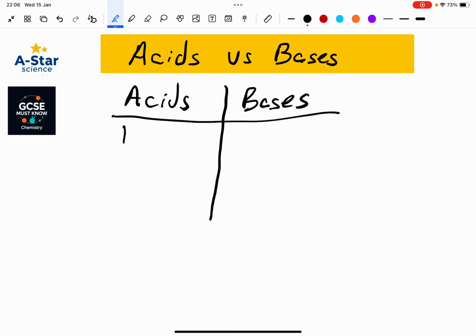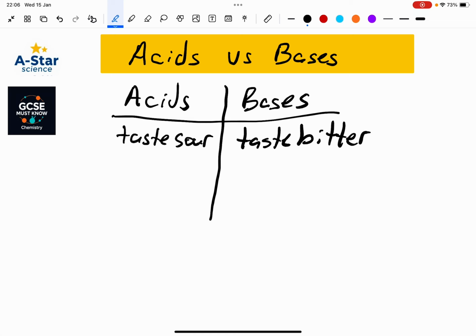Acids tend to taste sour, whereas bases taste bitter. Of course, in the classroom, we're not going to go around tasting any acids or bases, but we know that, for example, lemon juice, which is a well-known acid, tastes quite sour, whereas bases, something like soap, if it ever gets into your mouth, you'll know that it tastes quite bitter. Okay, so acids taste sour, bases taste bitter.